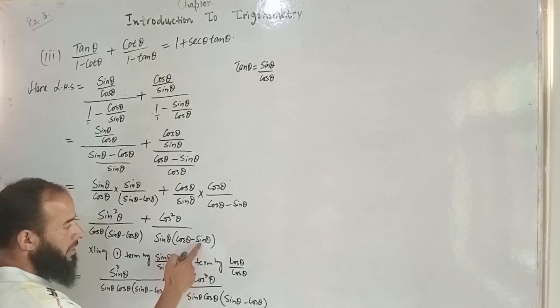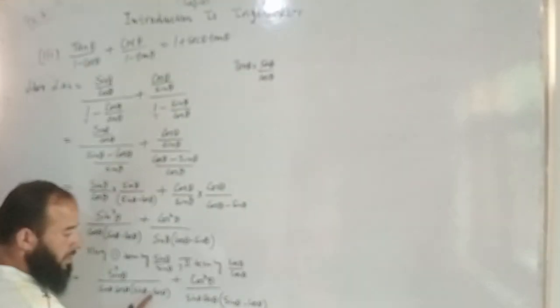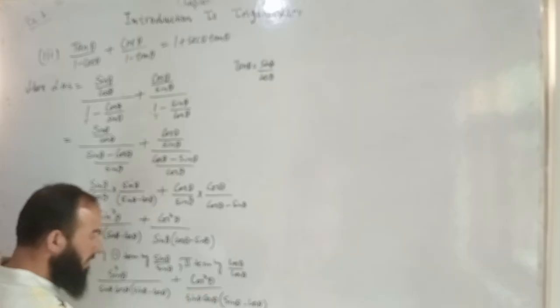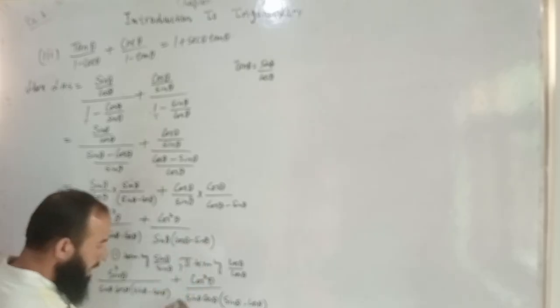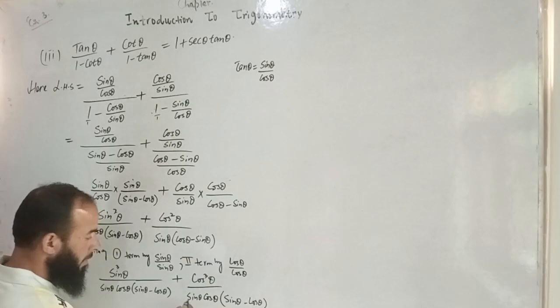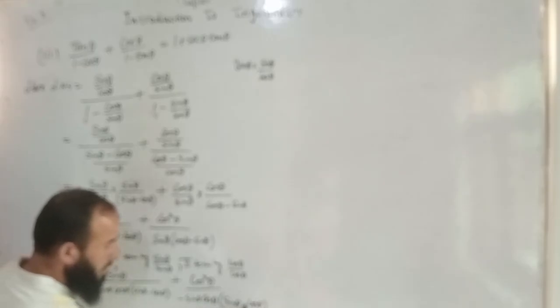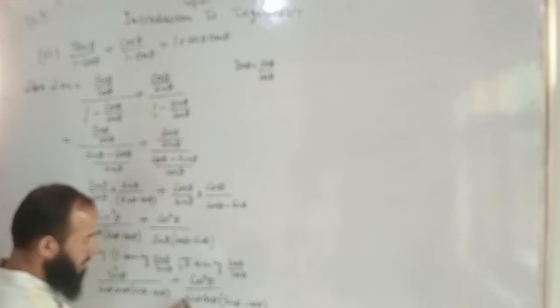Then let's change, because in this first term we have sine theta minus cos theta. So in order to make the denominator same, what will we do? We will take this sine out. So I can write here minus sine theta cos theta into sine theta minus cos theta. Okay, this sign is with this term, with the denominator, this minus.